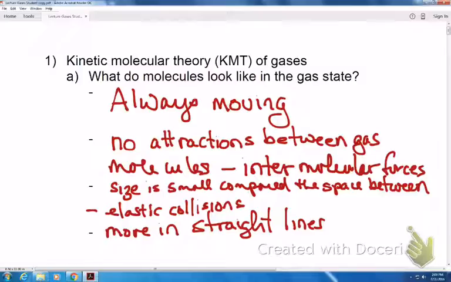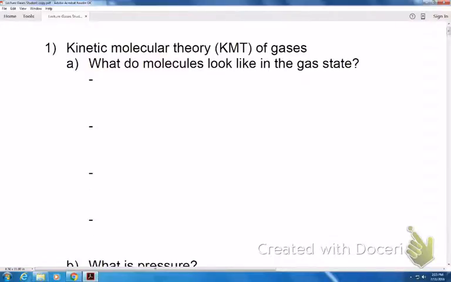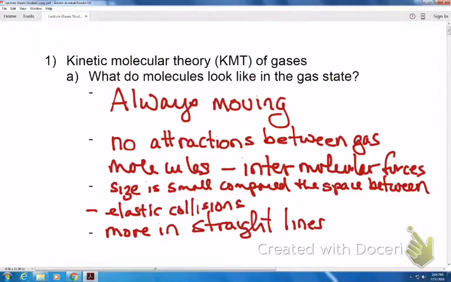All right. So that sort of defines kinetic molecular theory. When you have something that has all of these properties, it's called an ideal gas.